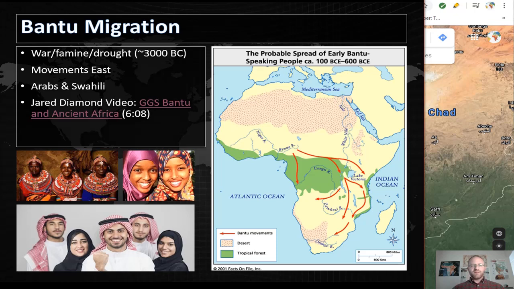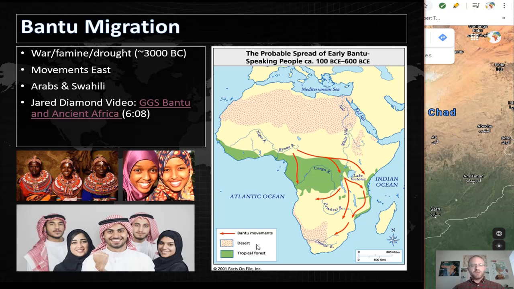Now, beginning around 500 AD, Arabs migrated to East Africa and had children with these Bantu people along the coast. Now, the mixture of ethnicities and languages would create the Swahili language, which is spoken by a major portion of people in sub-Saharan Africa today.